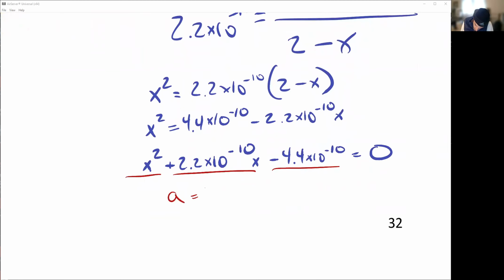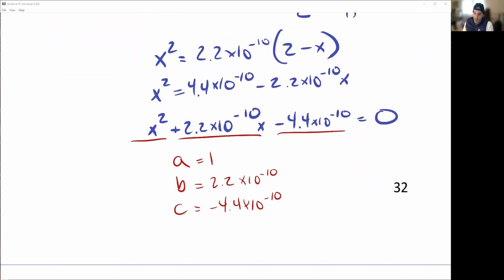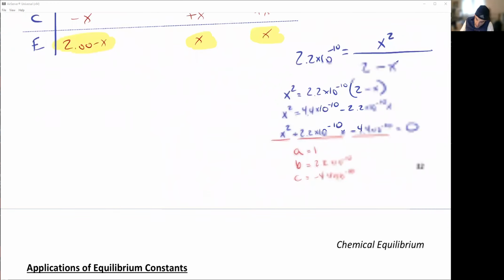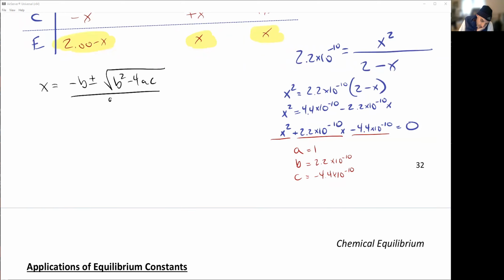My A is equal to 1. My B is equal to positive 2.2 times 10 to the negative 10. My C is equal to negative 4.4 times 10 to the negative 10. And so now with that, we can use the quadratic equation. Hopefully you remember it. X is equal to minus B plus or minus the square root of B squared minus 4AC, all over 2A. Now we solve for it. I hope you know how to do this.